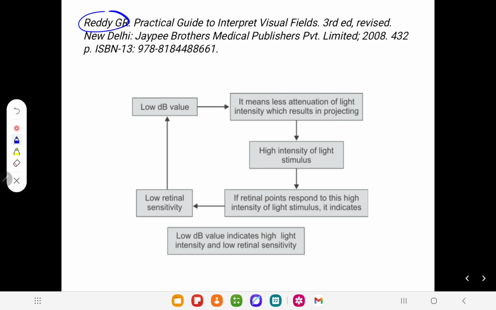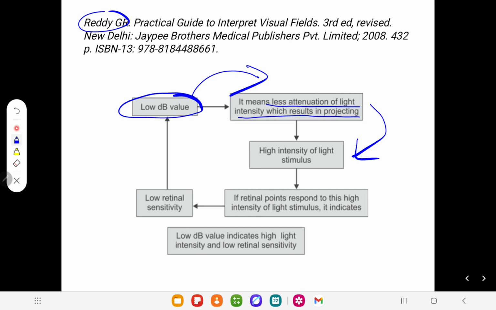Okay, what do you mean by low value decibel? Suppose, for example, low means not 40 but 0, 1. It means less attenuation of light intensity, which results in higher projection, because low decibels means high intensity of light stimulus given, isn't it? 0 decibels means 10,000. Then if retinal points respond only to the high intensity of light stimulus, what does it indicate? Retina has low sensitivity, isn't it?